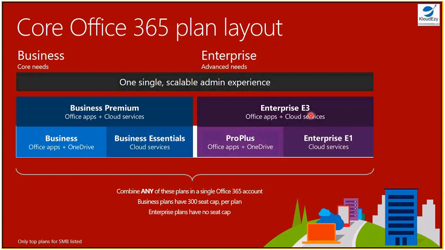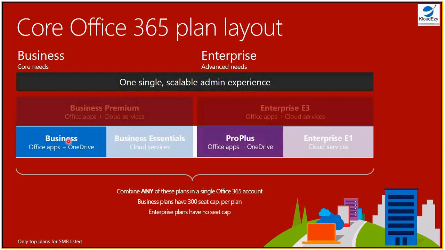Now, definitely you will be wondering what are the features in Enterprise E3, Enterprise E1 or Pro Plus. The features are the same as that of business. So you can say Office 365 Business Open and Office 365 Pro Plus, feature-wise, are the same. What is the difference? In Business Open, you get the Office 2016 standard version, whereas in Pro Plus, you get the Office 2016 professional version.